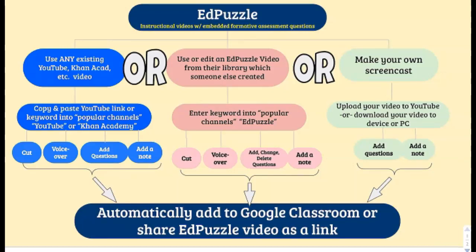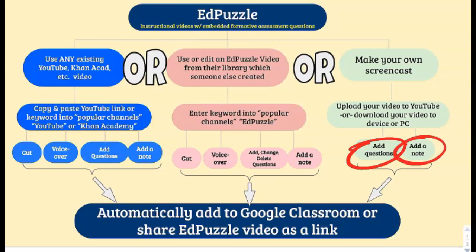If you're going to make your own screencast, you'd have to upload it to a YouTube channel of yours, or download it to a device. So if you'd use Screencastify or Screencast-O-Matic, you'd have to download it like as an MP4 file. If you just used your iPad to make a video, it's already a file because it's saved in your camera roll. Then you could upload it to Edpuzzle from there. And there you would add your own questions and add your own notes.